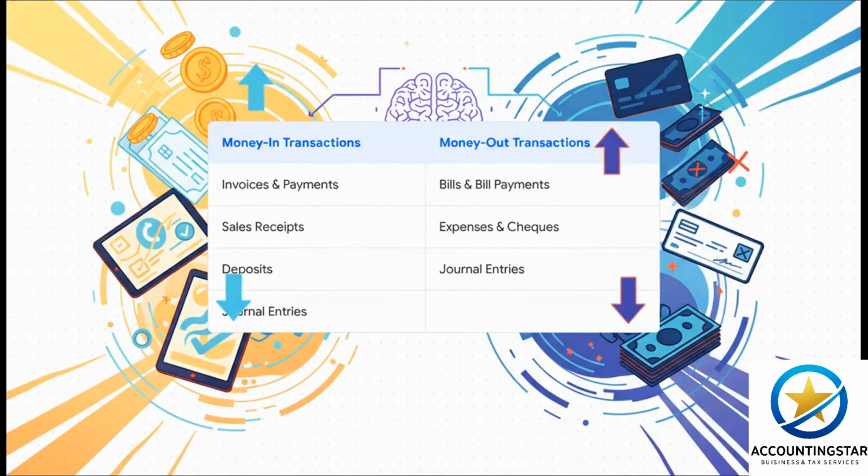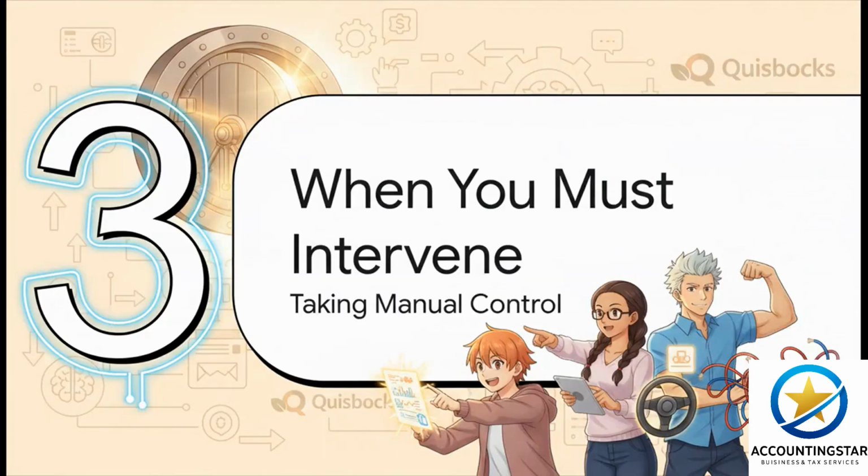And this breaks it down even further. You can see the two different worlds it's looking at. For money coming in, it's scanning for things like invoices, sales receipts, and deposits. For money going out, it's looking for bills, expenses, and checks. Knowing what it's looking for on each side of the equation helps you figure out why a match might have been missed.